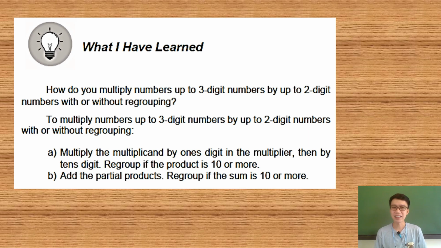What I have learned. How do you multiply numbers up to 3-digit numbers by up to 2-digit numbers with or without regrouping? First, multiply the multiplicand by the 1's digit in the multiplier, then by the 10's digit. Regroup if the product is 10 or more. Second, add the partial products, then regroup if the sum is 10 or more.